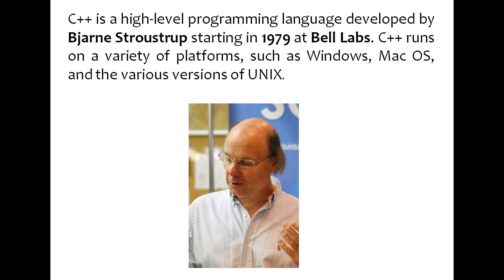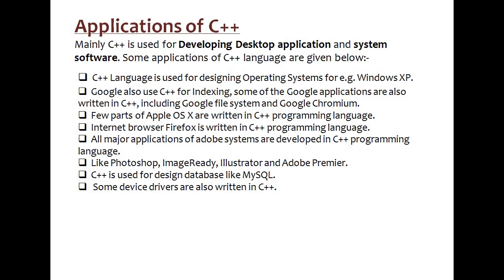So let's talk about the applications of the C++ language. C++ is used for developing desktop applications and system software also, and some more applications are written below. C++ is used for designing operating systems. One example is Windows XP. Google also uses C++ for indexing purposes. Some other Google applications are also written in C++, including the file system of Google and Google Chrome. Few parts of Apple OS are also written in C++.